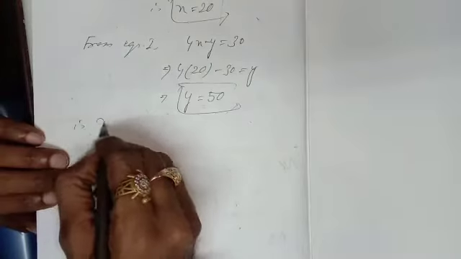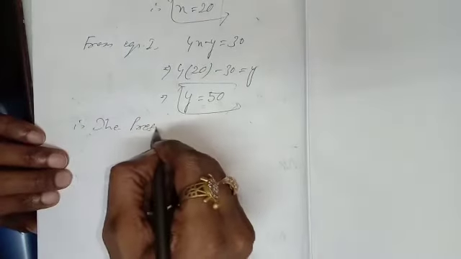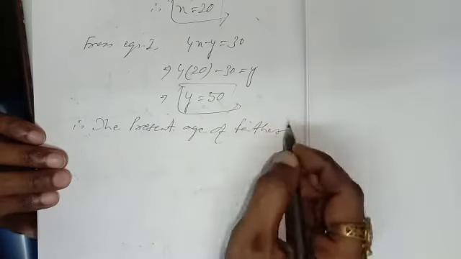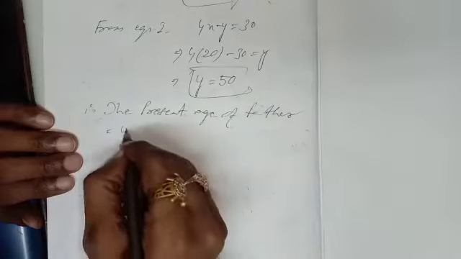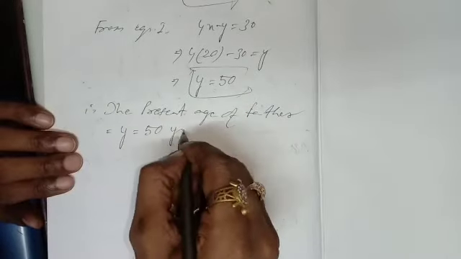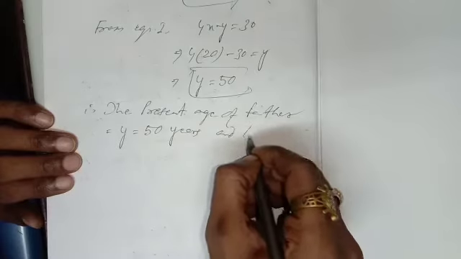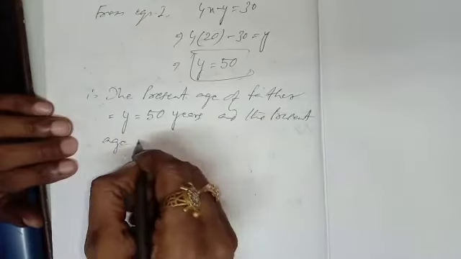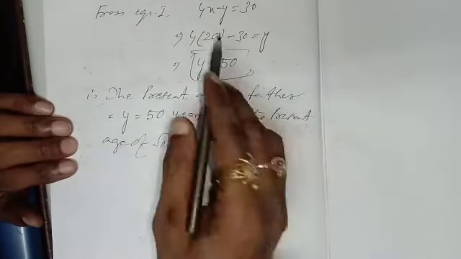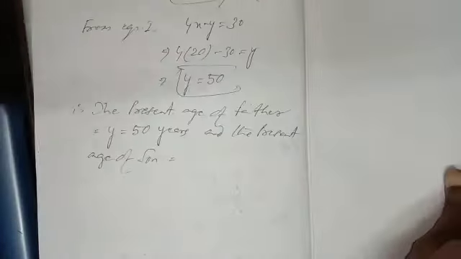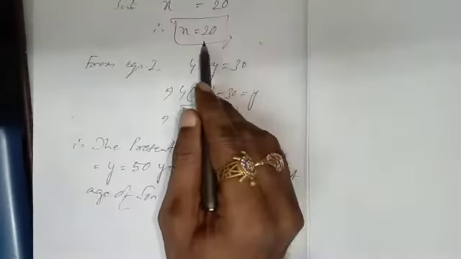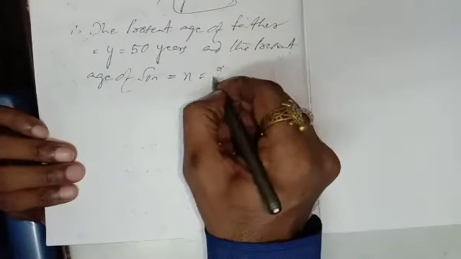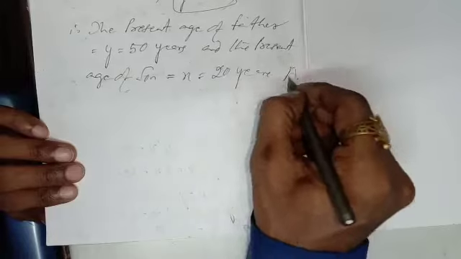Therefore, the present age of father, that is y that I have taken, is equal to 50 years. And the present age of son, which is x, is equal to 20. Therefore, write x equal to 20 years. Question number 8 completed. For next number.